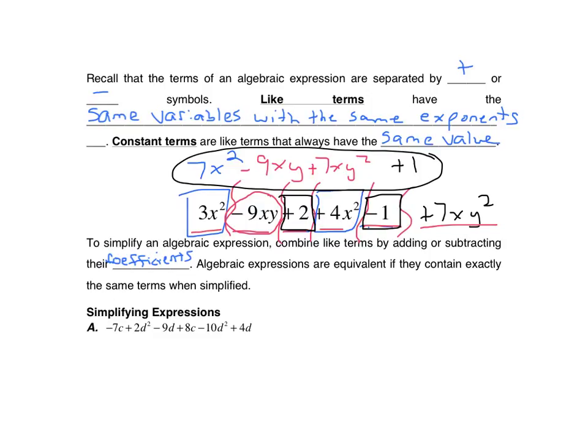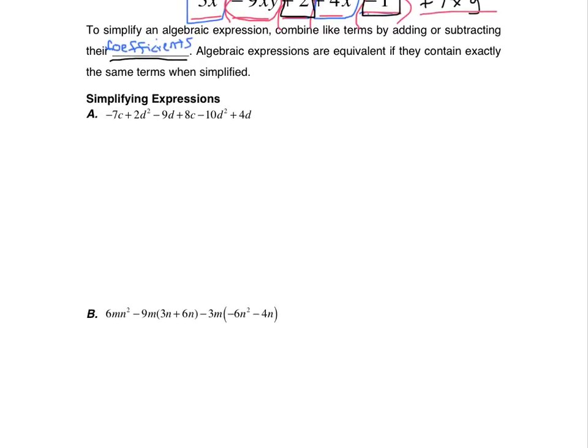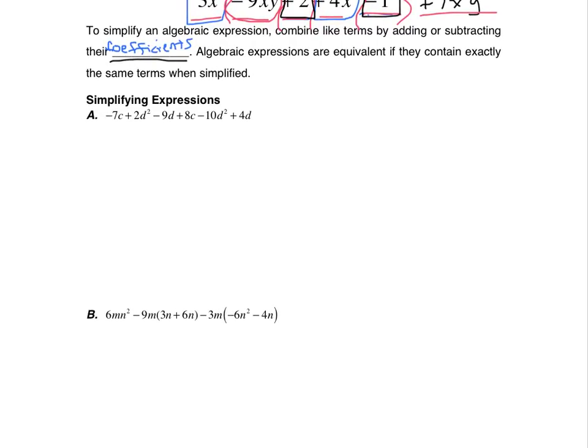So we need to simplify an algebraic expression. That means we need to combine like terms by adding or subtracting their coefficients. Those are the numbers in front of the letters. And if they are equivalent, then they are exactly the same terms when they are simplified. In letter A, we're going to look for things that are like, and we usually start with squared. So I'm going to look at positive 2d squared and a negative 10d squared gives me negative 8d squared.